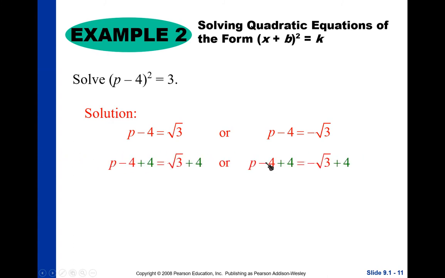Ito po yung mga magiging sagot natin dyan. p minus 4 plus 4. Bakit kailangan lagyan ko ng plus 4 yung both sides? Para matanggal mo, kasi negative 4 plus 4 is 0. Then kung nilagyan ko siyang plus 4, lalagyan ko rin dito sa kabila. So, ito ang magiging sagot natin: p is equal to 4 plus square root of 3.